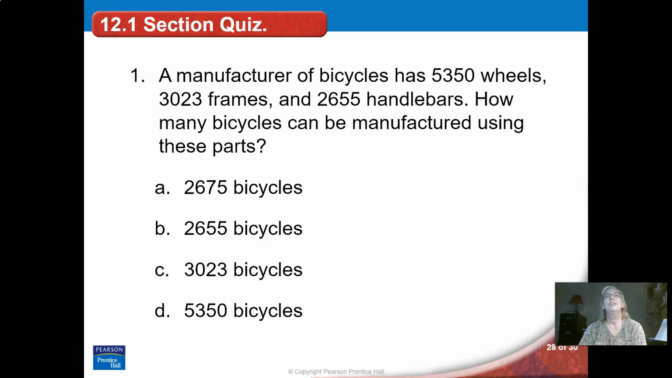How many bicycles can you make? All right, so let's check it out. We have this many handlebars. That's our limiting factor. If we had enough handlebars, we could make that many bicycles. So this is called a limiting reagent or reactant. We only have that many handlebars, so we can only make that many bicycles.